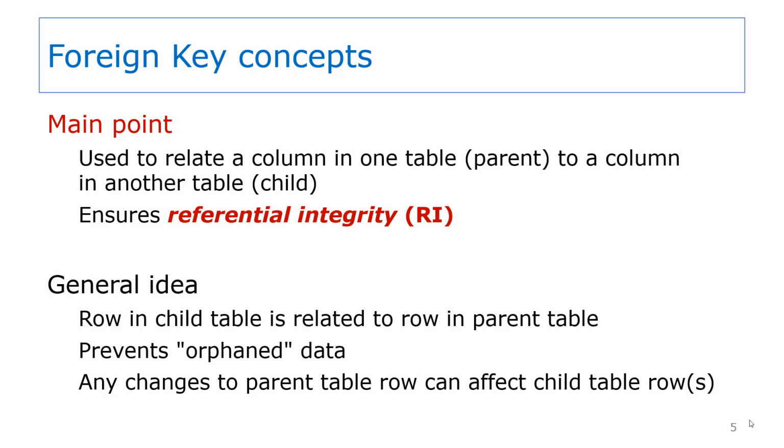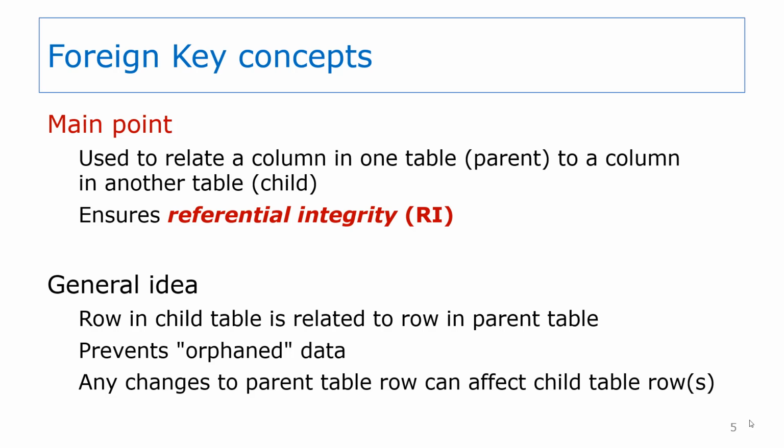In addition to preventing orphaned data, RI can be used to propagate changes from the parent table to a child table or tables. Let's consider an example. In most relational databases, there are sets of tables that are related to each other. For example, you might have a table of customers and a table of orders.